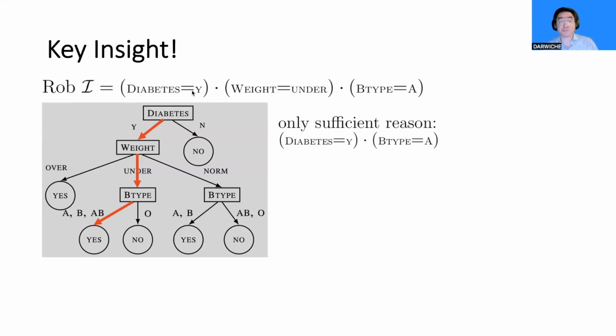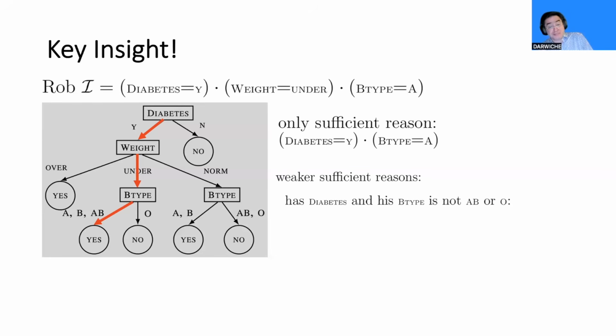Well, turns out, no, you can do much better than this. And you can come up with weaker sufficient reasons. And I'm going to give you 2 of them here. The first one is this. This says, listen, the reason why Rob was classified as yes is because he has diabetes and because his blood type is not one of these. It's not because his blood type is A. A is irrelevant, actually. What's relevant is it's not one of these. If you want to write this formally, here's the weaker sufficient reason: he has diabetes and his blood type is in one of these 2.